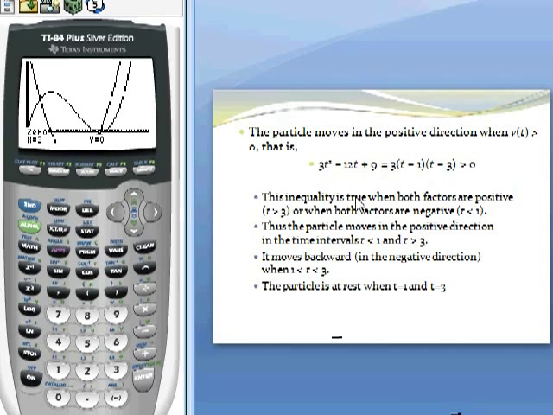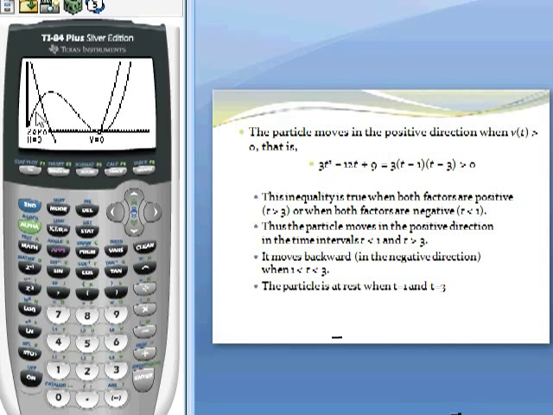Okay. This inequality is true when both factors are positive or both factors are negative. So here we go. So this is going to be true when they're both positive or they're both negative. Alright, that the particle moves in the positive direction in the time interval less than 1 and bigger than 3.